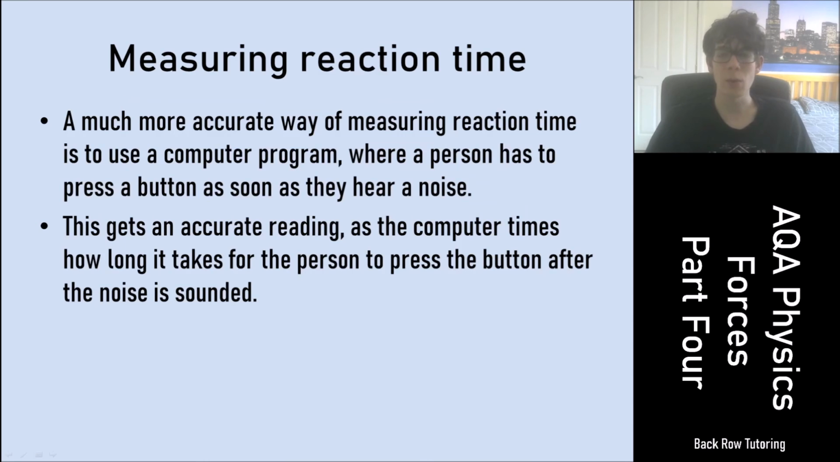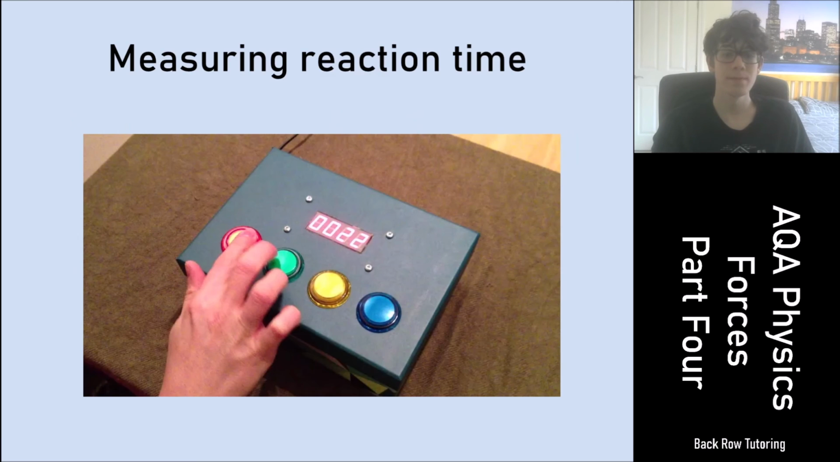A much more accurate way of measuring reaction time is to use a computer program where a person has to press a button as soon as they hear a noise. This gets an accurate reading as the computer times how long it takes for the person to press the button after the noise is sounded. So this shows someone taking a reaction time test.